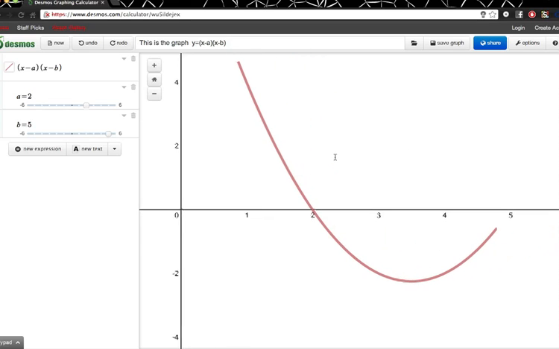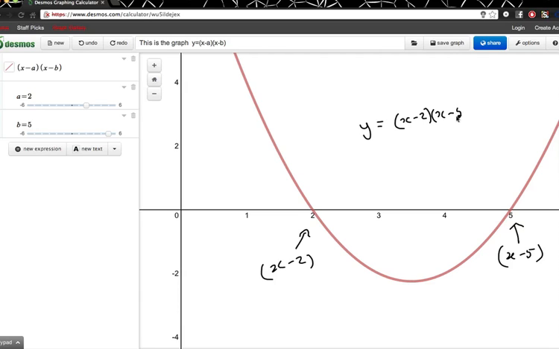Here's another two values, x minus 2, x minus 5. This corresponds to the factor x minus 2. When x is 2, this factor is 0. This corresponds to the factor x minus 5. When x equals 5, this is 0. The equation of this graph is y equals x minus 2 times x minus 5.